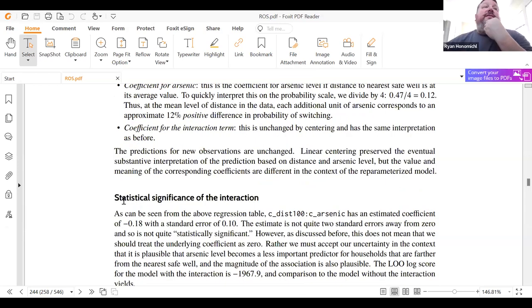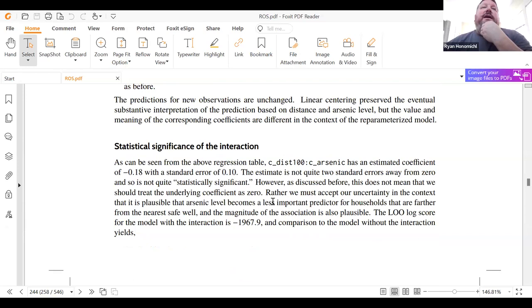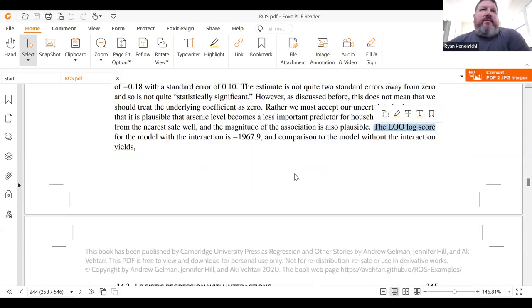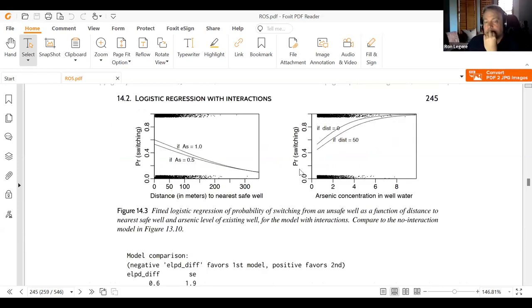So then, statistical significance. This idea of being two standard deviations from zero. To be honest with you, in my example I ran the LOO score and then compared the two. This is leave one out, like we're running a bunch of iterations and then seeing how well the fit does with and without the variable. So I did something like that, I think. I did not use this stuff.